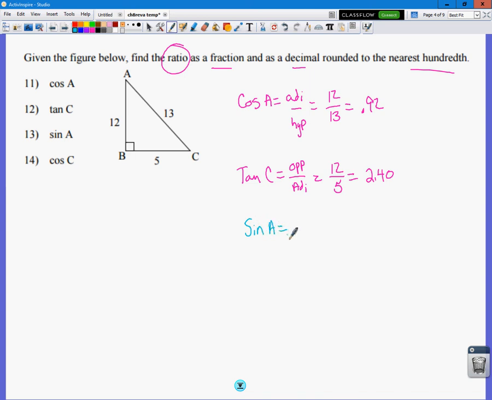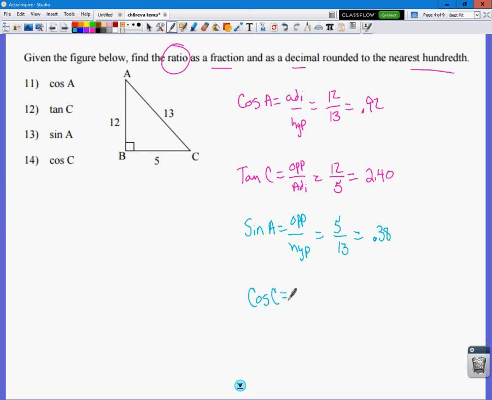Sine of A. Opposite over hypotenuse. Opposite of A is 5. The hypotenuse is 13. And 5 over 13 would become 0.38 in decimal form.